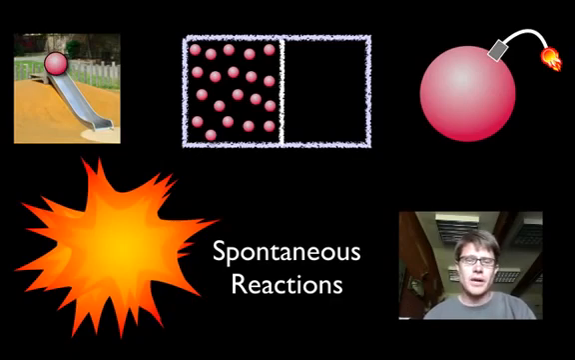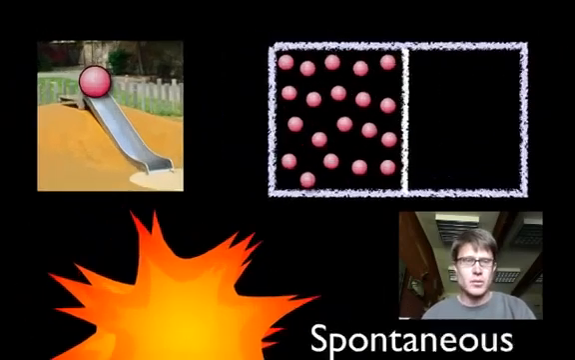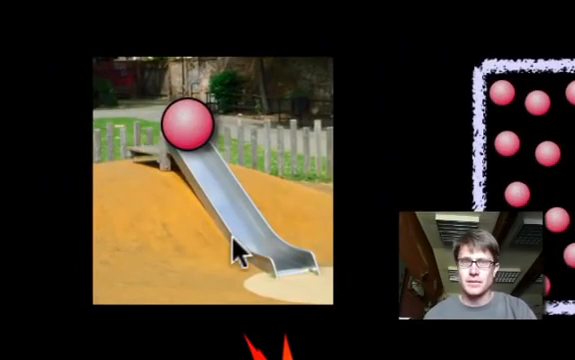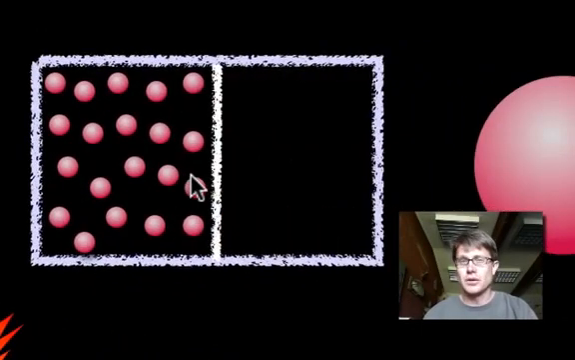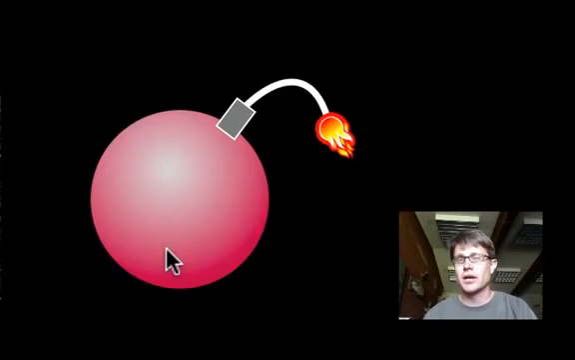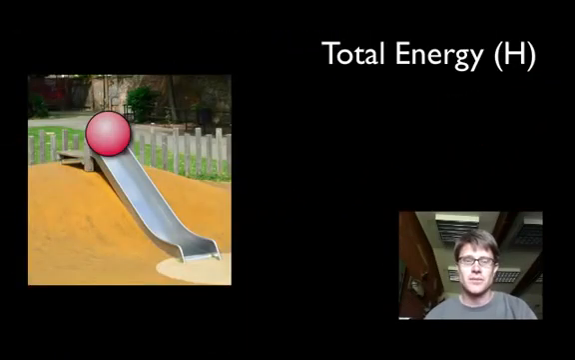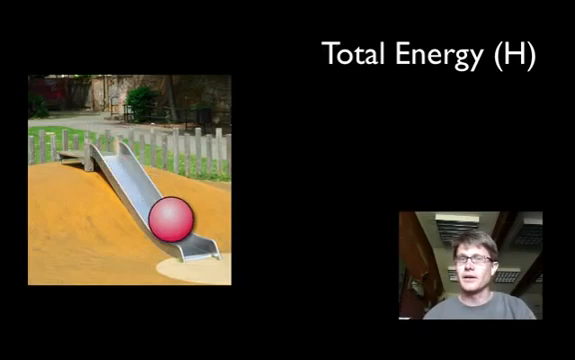The three reactions that I'm going to talk about here are, number one, a ball rolling down a slide. Number two, diffusion. And number three, a cherry bomb that's exploding. We're going to apply Gibbs free energy to each of these. So let's start with the ball at the top of the slide. The ball at the top of the slide is going to roll down to the bottom.